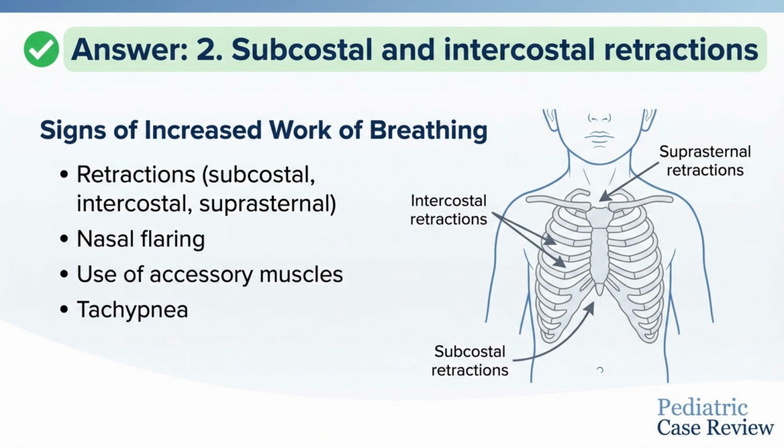The correct answer is number 2, subcostal and intercostal retractions. Retractions indicate significant respiratory distress and increased work of breathing. When children struggle to breathe, the spaces between ribs and below the rib cage pull inward. Other signs include suprasternal retractions, nasal flaring, and use of accessory muscles. Tachypnea often accompanies these findings. Recognizing these clinical signs helps determine severity and guide treatment decisions in the emergency department.